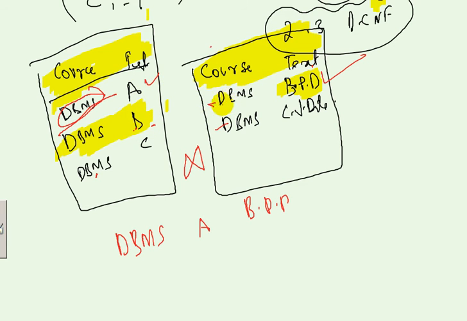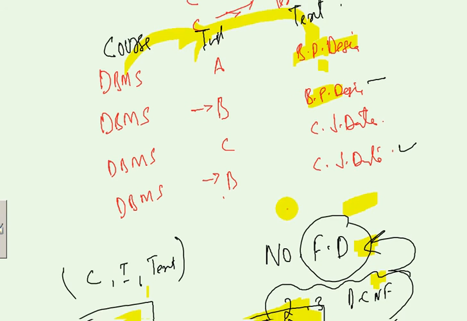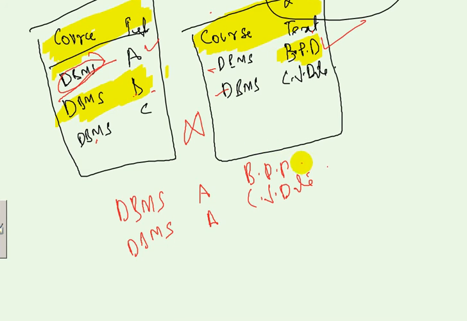Now DBMS is here also, so you will say DBMS A and CJ Date, right? Now CJ Date with A, this we did not have. DBMS A was not teaching CJ Date, right? But after joining these two, I got a tuple which was not in the original table. Okay, so this is in 4NF.